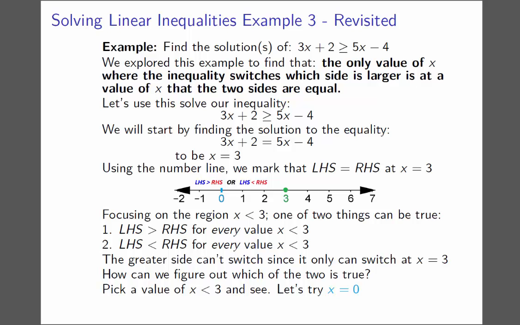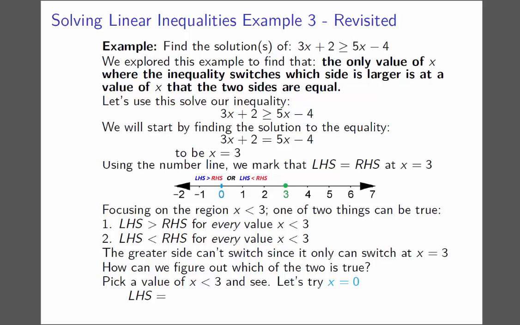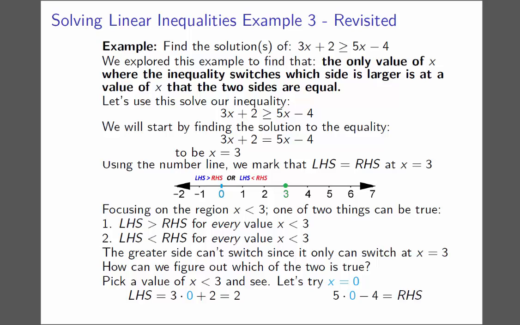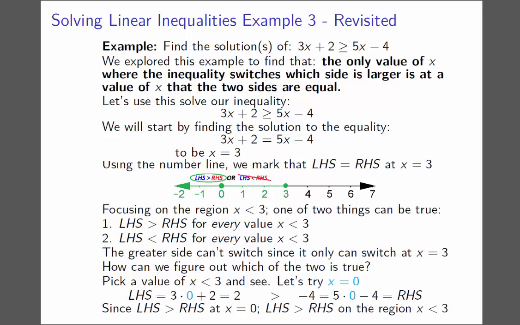To figure this out, we pick some value of x that's less than 3 and check. Let's try x equals 0. Using x equals 0, the left-hand side is 3 times 0 plus 2, which is just 2, while the right-hand side is 5 times 0 minus 4, which is negative 4. Since the left-hand side is bigger than the right-hand side at x equals 0, the left-hand side must be bigger than the right-hand side on the entire region x less than 3.